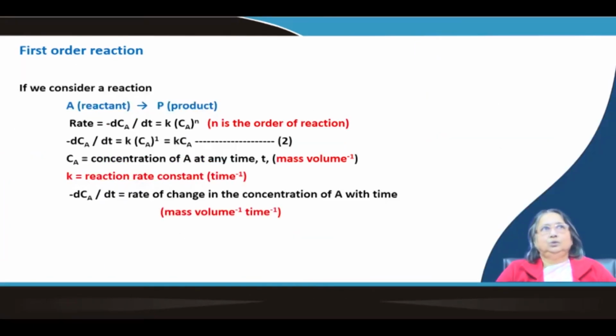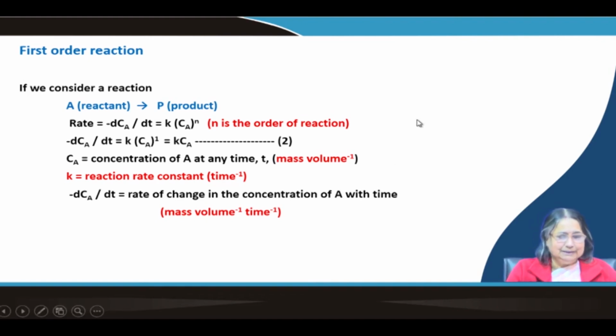Experimentally, we can do it in a very simple way. We start the reaction and determine the concentration at different times, then we plot concentration versus t, and we see whether it follows a linear plot or not. This is very easy.